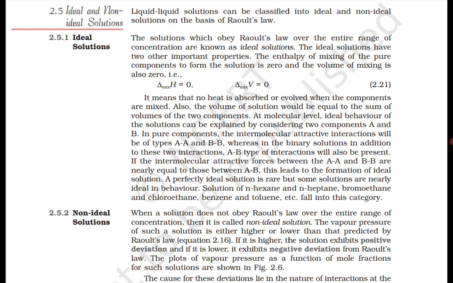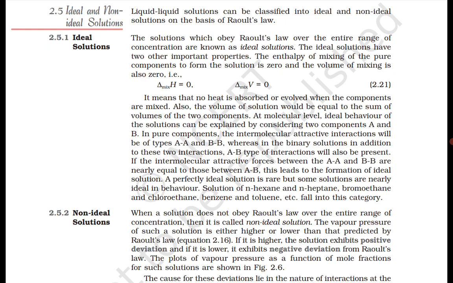The ideal solution has two other important properties. The enthalpy of mixing of the pure components to form the solution is 0 and the volume of the mixture is also 0, that is given in 2.21. It means that no heat is absorbed or evolved when the components are mixed. Also, the volume of the solution would be equal to the sum of the volume of the two components.